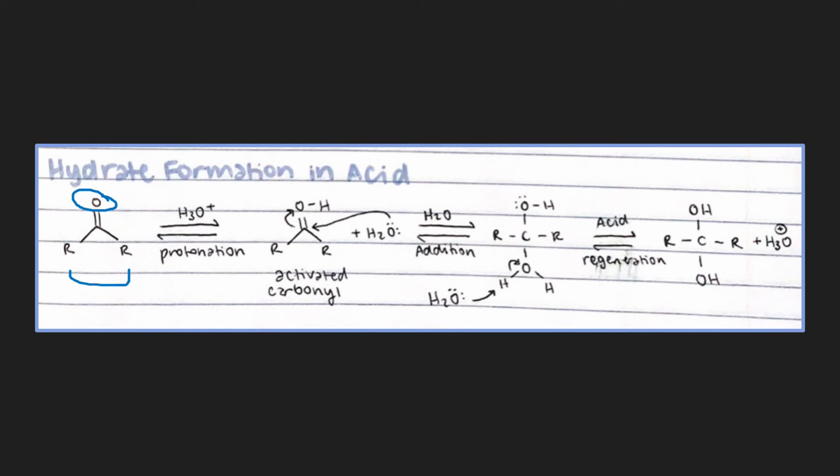Right here we have that water that has come in and attacked. So again, from that H2O addition, now what we're going to do is use another molecule of water to deprotonate right here so that we end up forming our alcohol group of interest, but also the important part is that we are regenerating that acid that we used, so that H3O+ right here is going to be regenerated. Ultimately this mechanism leads to the formation of a hydrate, and so we have 2 alcohol groups on the same carbon.